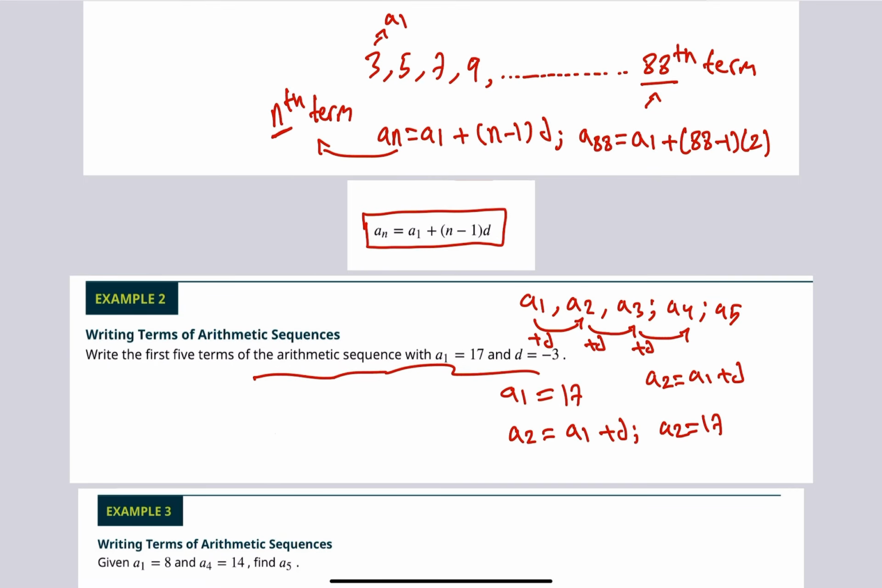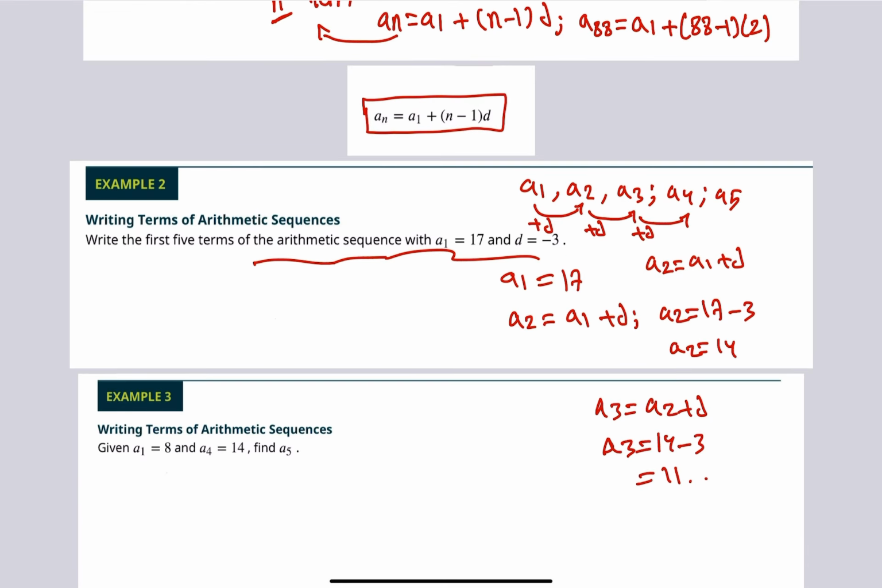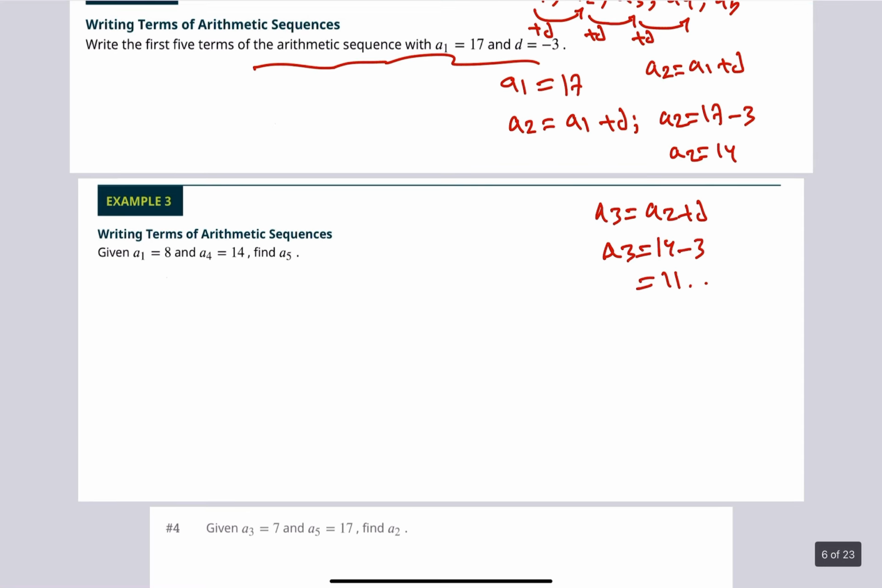17 plus D, minus 3. A2 equals 14. You can find A3, which is simply A2 plus D. A3 equals 14 minus 3, which equals 11, and so on and so on. You can find A4 and A5.